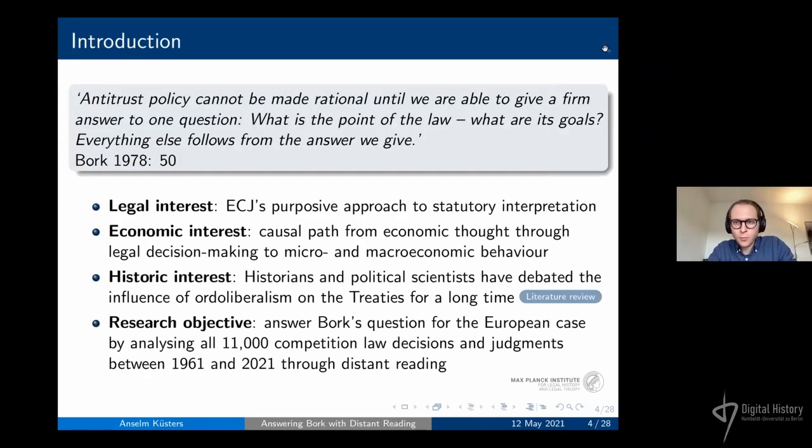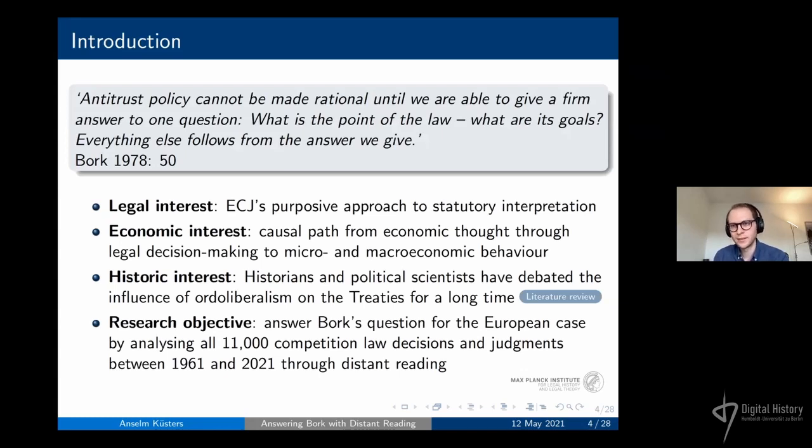So if we are thinking about competition law, there are many reasons why one should be interested in it. Lawyers are interested in the goals and in the ideas of competition law because they need that to interpret the competition norms. So the European court is famous for its specific type of interpretation, which wants to know what was the purpose behind the law. So there is a large literature on this question: what is the goal? What is the point of the competition law as drafted in 1957? But there's no clear answer.